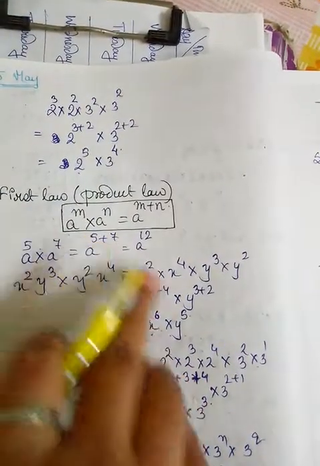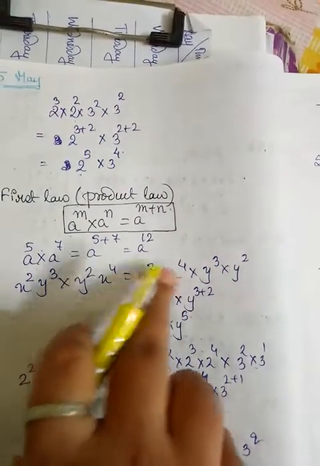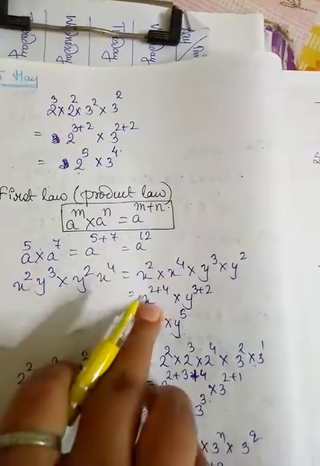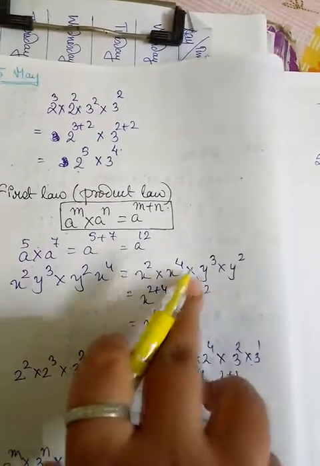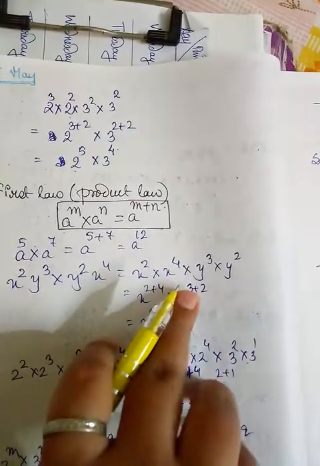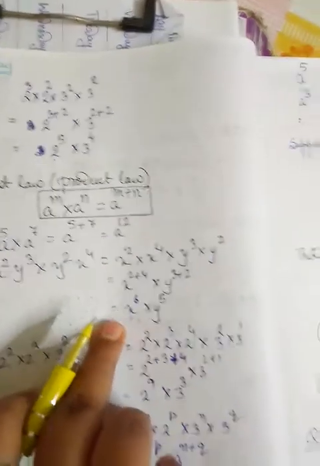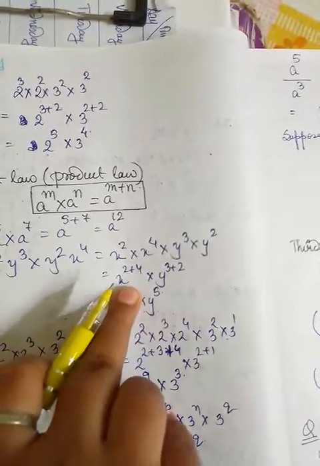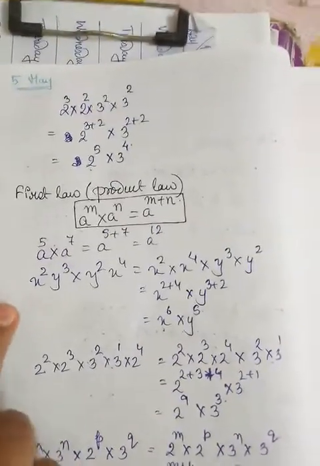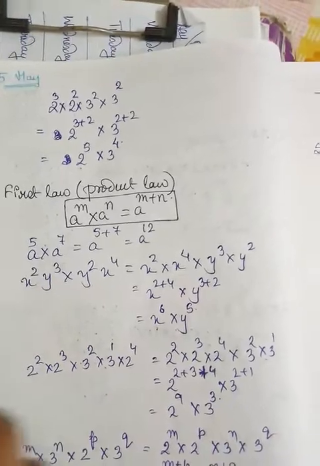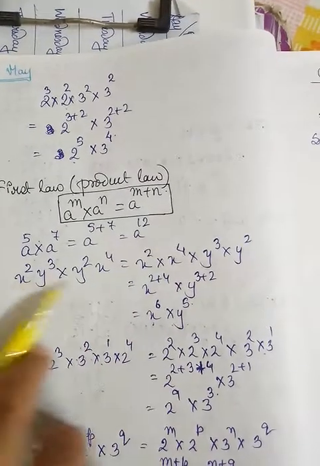So this is based on the first law. You can see x, so I can add their powers. So 2 plus 4, and y, same base, so I can add their powers 3 plus 2, and ultimately we have x to the power 6 into y to the power 5. Similarly, this was the case when it was actually based on variables.